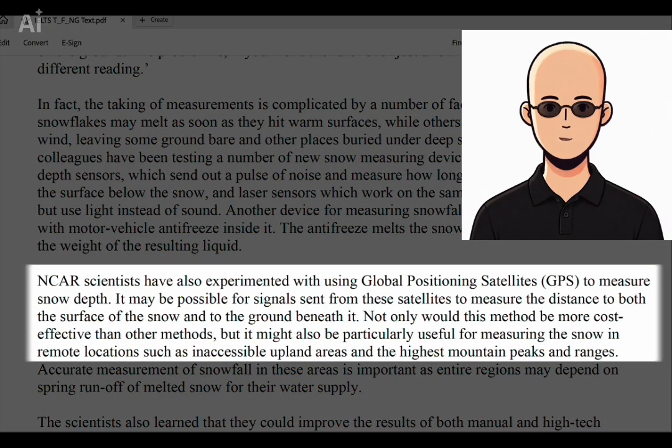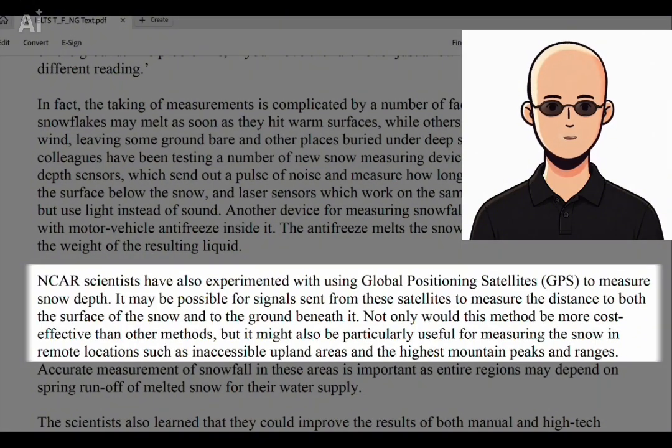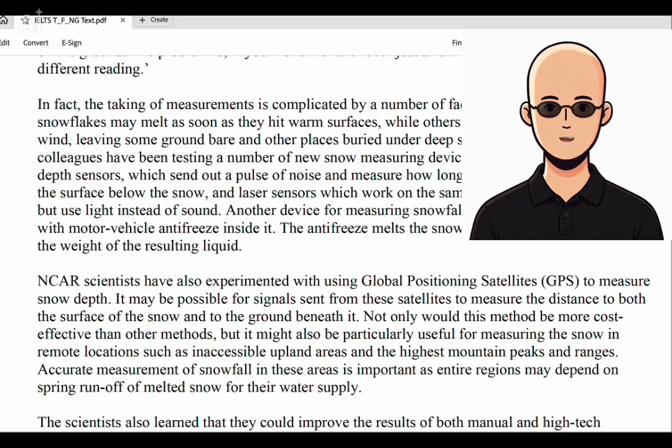NCAR scientists have also experimented with using global positioning satellites to measure snow depth. It may be possible for signals sent from these satellites to measure the distance to both the surface of the snow and to the ground beneath it. Not only would this method be more cost-effective than other methods, but it might be particularly useful for measuring the snow in remote locations, such as inaccessible upland areas and the highest mountain peaks and ranges.